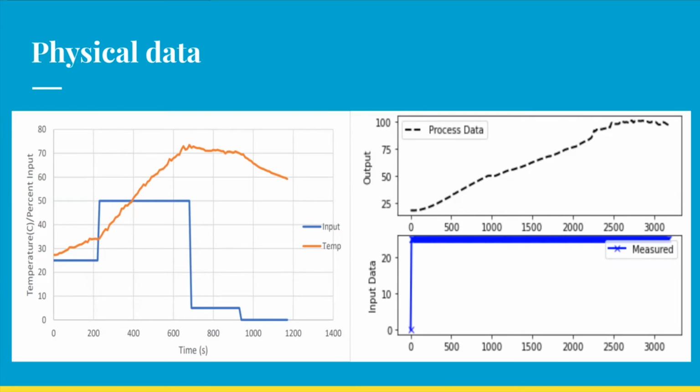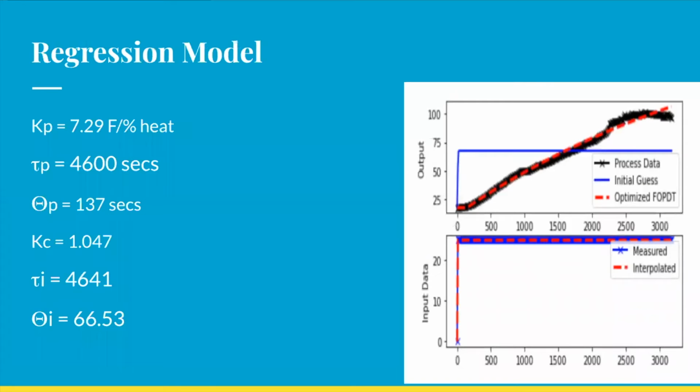From this, we created a linear regression model where we found a Kp, Tau p, and theta p, and we had a sum squared error of 2,986 on our data, which is pretty good. And Parker is going to explain how we made a model out of this.